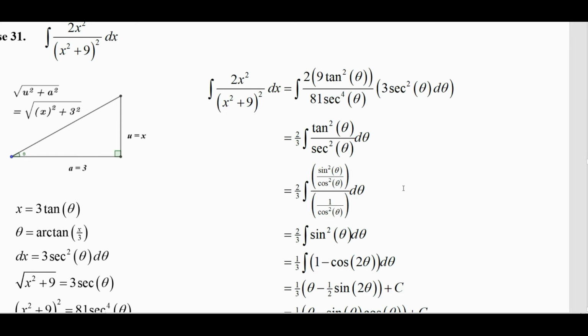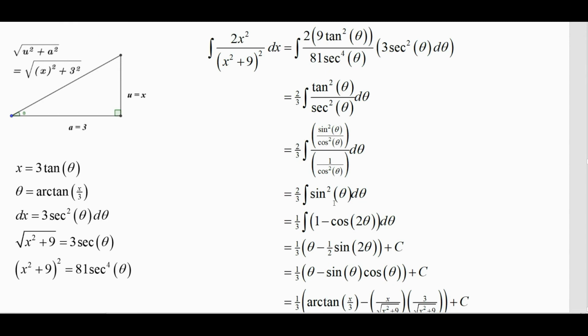Now, there might be other ways to do this, but I'm going to just switch everything to sines and cosines. So tangent squared of theta: tan of theta is sine theta over cosine theta, and since we square it, that's sine squared of theta over cosine squared of theta. Secant of theta is 1 over cosine theta, so secant squared theta is 1 over cosine squared. If you multiply top and bottom by cosine squared theta, those cancel out, and you're just left with sine squared theta.